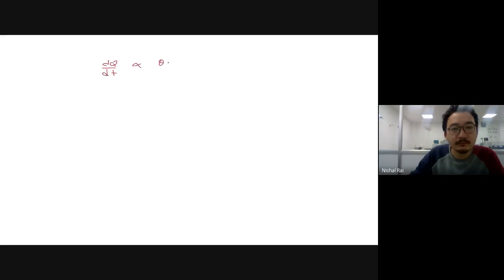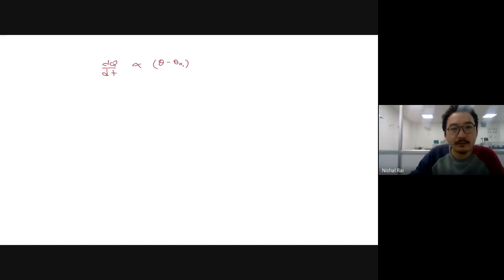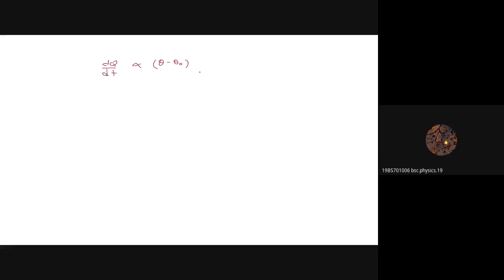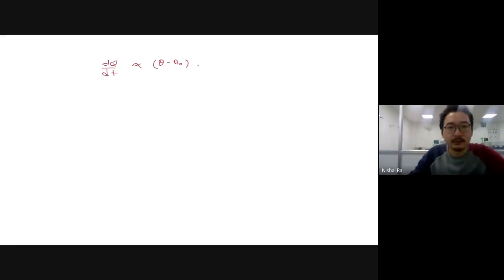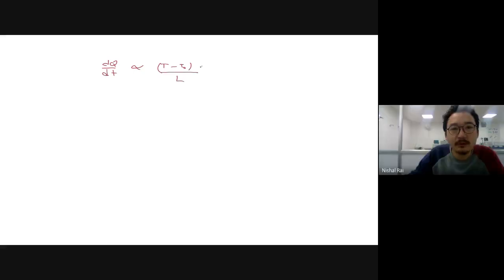The flow of heat depends on the difference of temperature. Should I use theta? Delta T. Okay? This is the temperature. Should I use theta or should I use T? Delta T. Okay. T. Okay. T minus T naught. It depends on the area of cross section. Area of cross section. It was something like this.